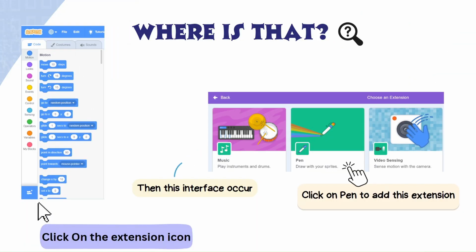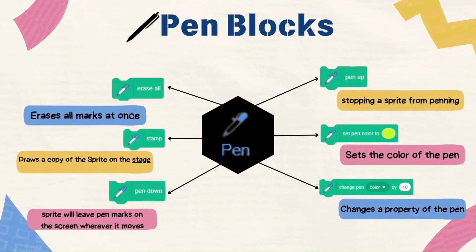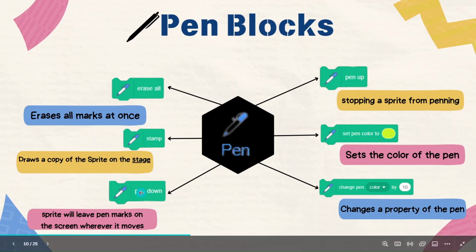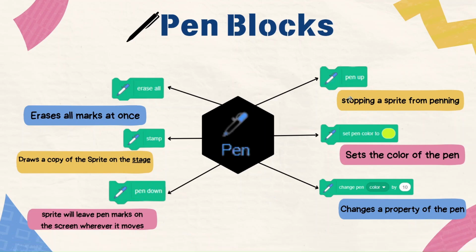Now here come the different pen blocks we are going to deal with. As we studied in motion blocks, there were different blocks, same here in our pen blocks. These are quite easy. As you can see, erase all will erase all the marks at once. Coming to stamp, it makes a copy of a sprite on the stage. Then pen down, as you put your pen down, it will start writing. So this helps us draw. Then pen up, it will stop writing.